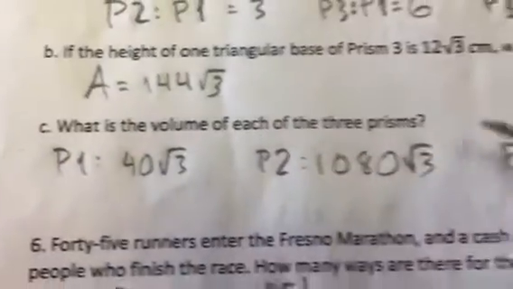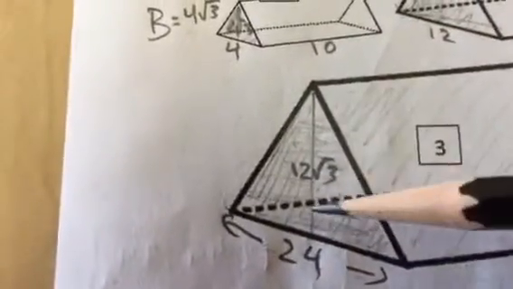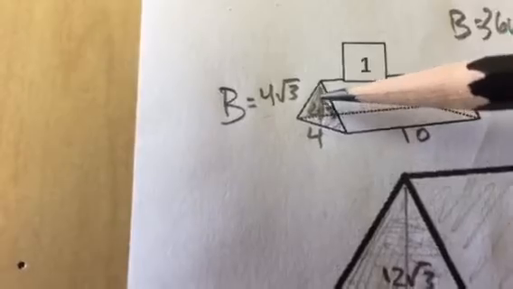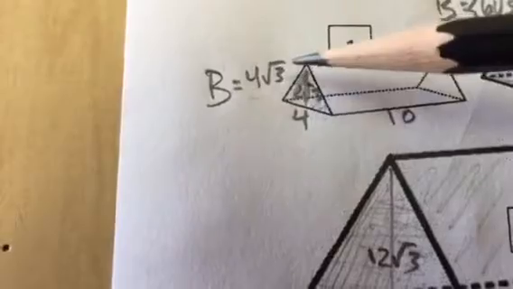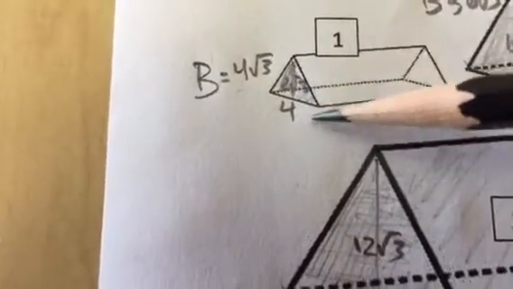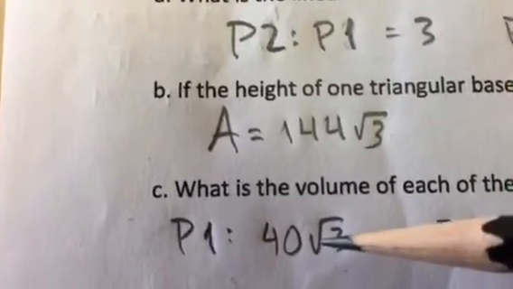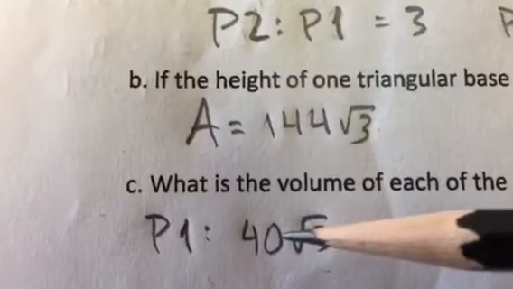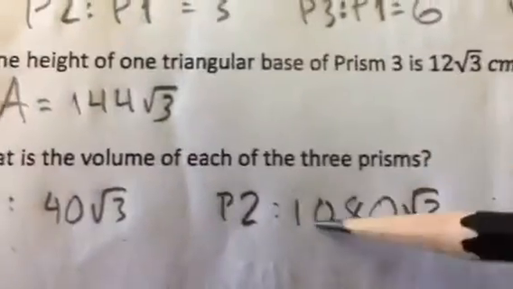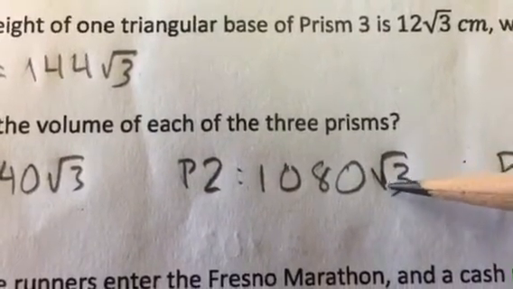Then finally, what is the volume of each of the prisms? Okay, so we can do this a number of different ways. I can go back, and if this is 12√3, this prism 1 here is only 1/6 of that. That would be 2√3. So I can figure out the area of that base is 4√3, and 4√3 times 10 gives you a volume for prism 1 of 40√3. Since I already know that prism 2 is 27 times this, I really only have to multiply this by 27, and I get 1,080 times the square root of 3. That's the volume of prism 2.